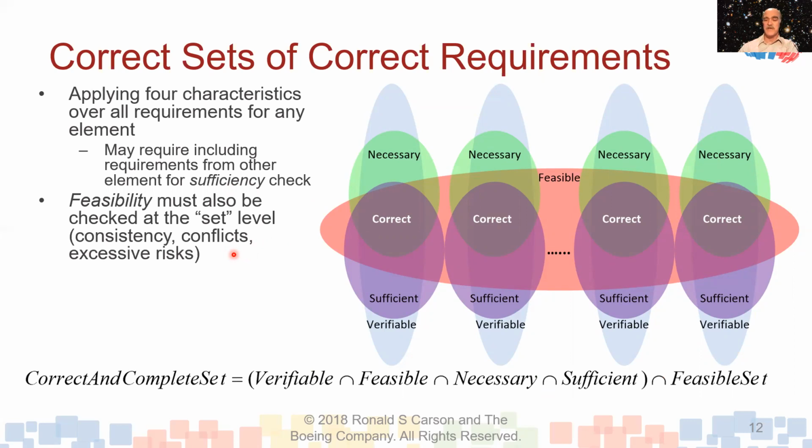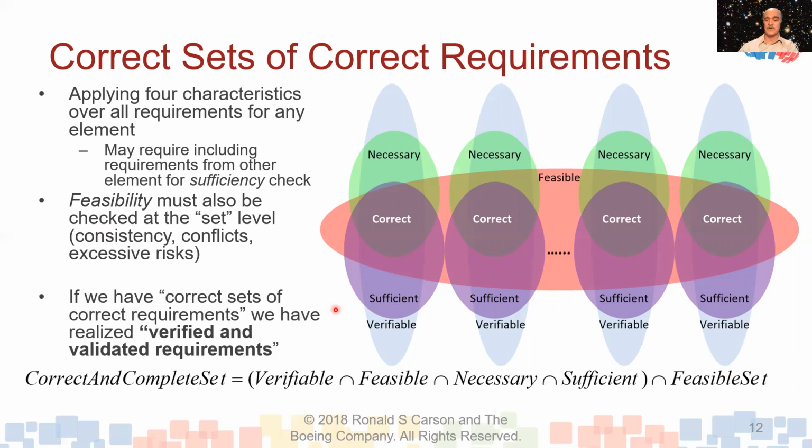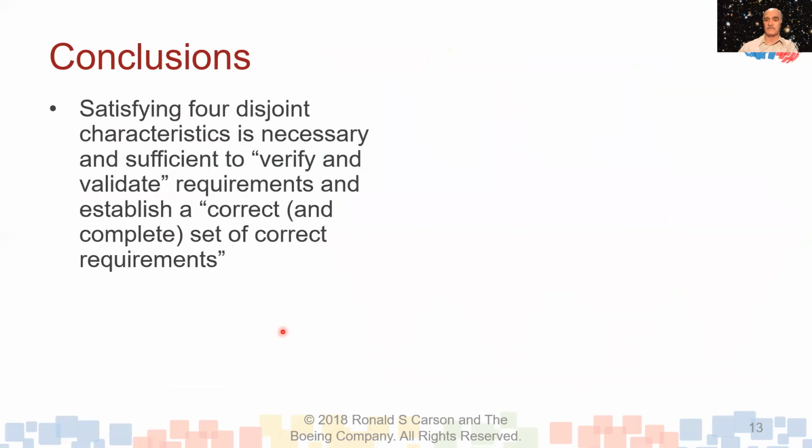And so in order to have a correct and complete set, we need each individual requirement to be verifiable, feasible, necessary, and sufficient. And the set of requirements also needs to be feasible with respect to the program. So if we have correct sets of correct requirements, then we have realized verified and validated requirements according to the definitions in the INCOSE SE Handbook.